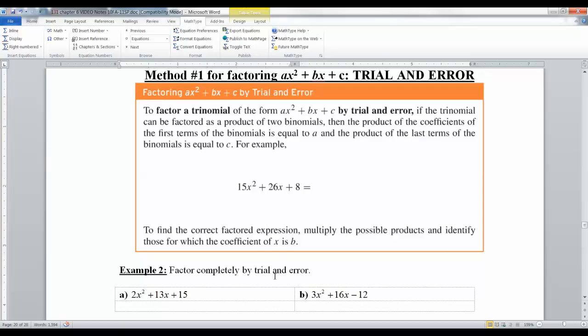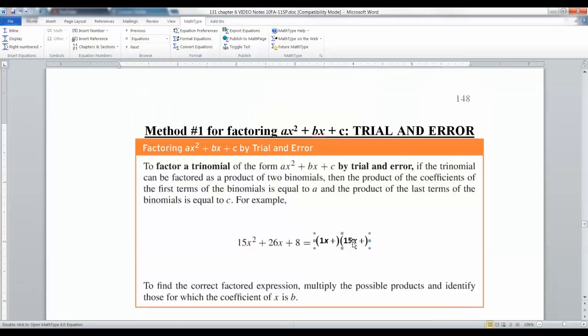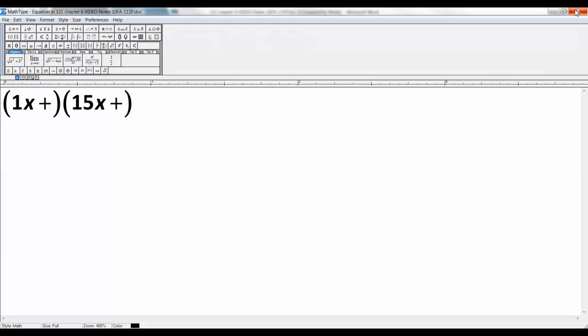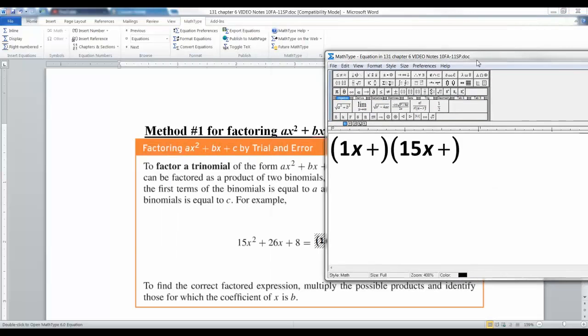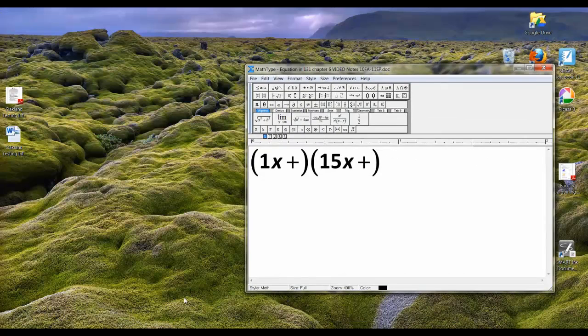Okay, so we need to figure out a way to do this. So let me start. I got to put in an equation. Hold on. There it is. Okay, so now when we set this up, we could set it up as this is 15x squared plus 26x, oopsie, plus 8.